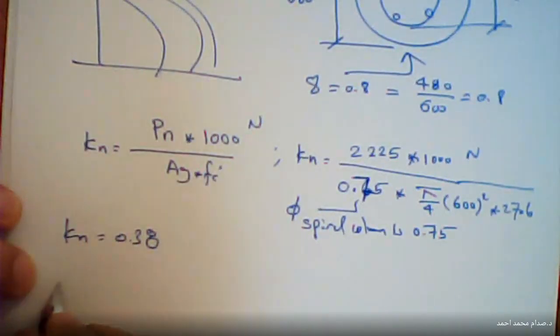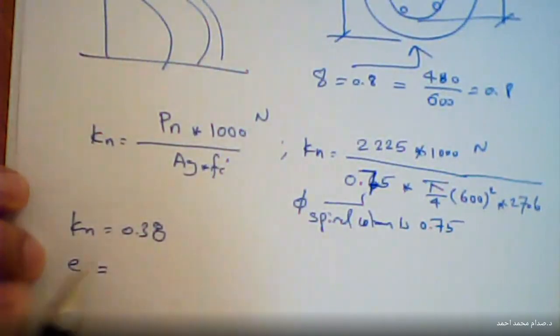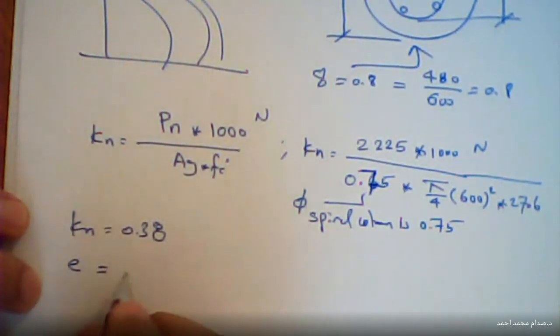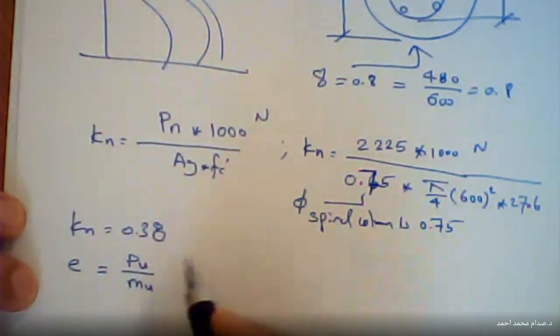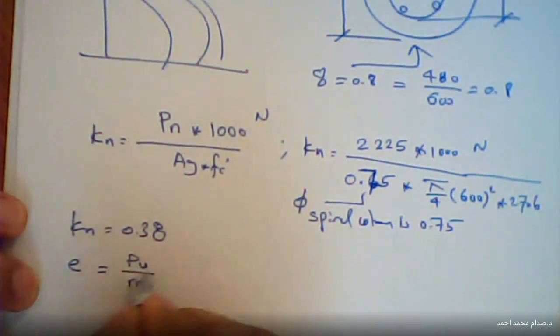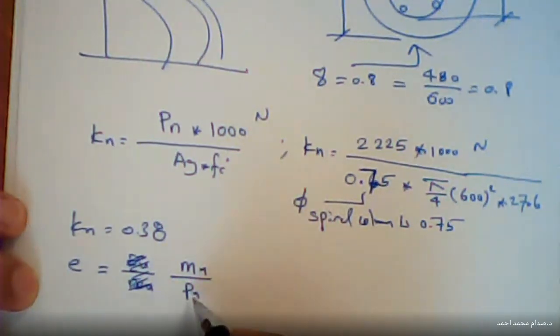Good. So next, before going on, we have to find the e value, meaning we calculate the eccentricity. How do we calculate the eccentricity? It's the ultimate moment divided by the ultimate axial load. Sorry, the opposite. Both of them should be the same: ultimate to ultimate. If this one is nominal, it doesn't matter; this should be nominal. That means if the top is ultimate, the bottom must also be ultimate. Is that clear, guys?